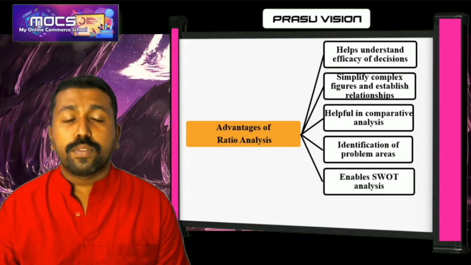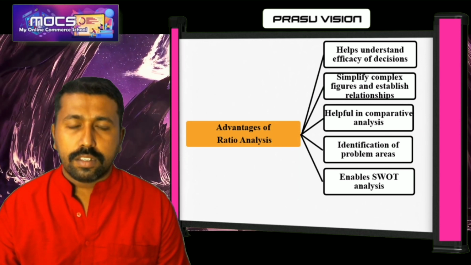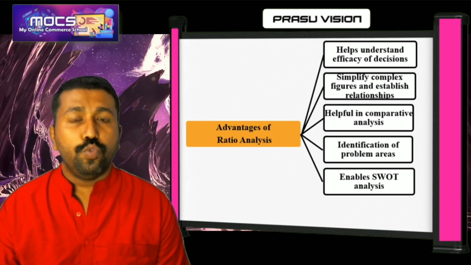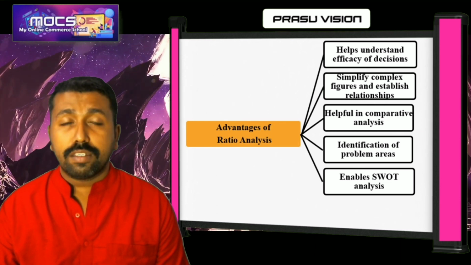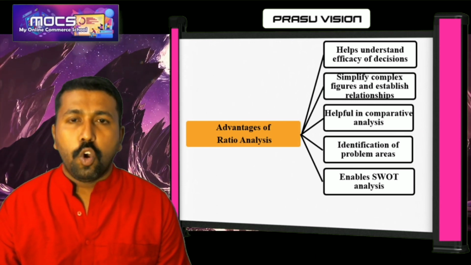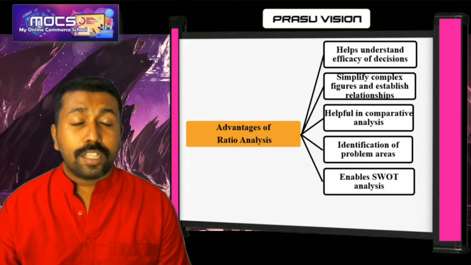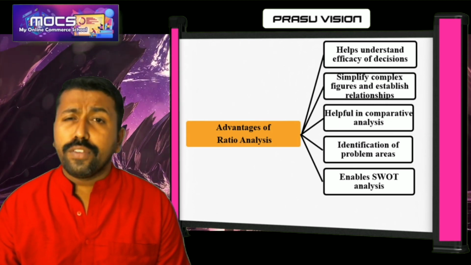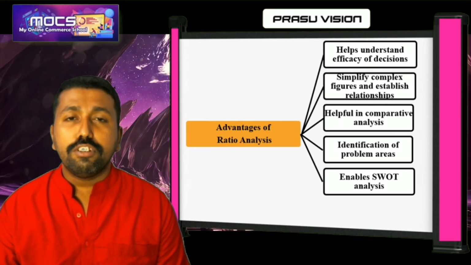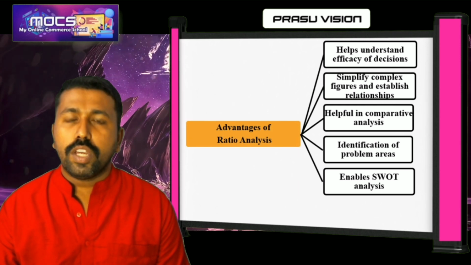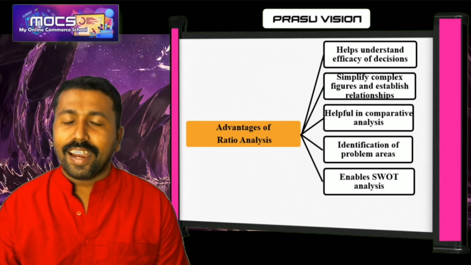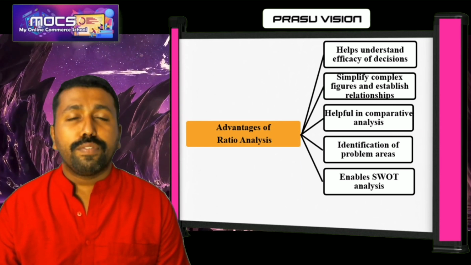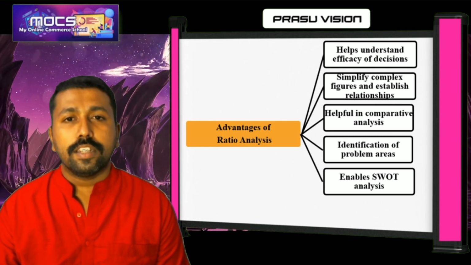And it helps for SWOT analysis. SWOT: strength, weakness, opportunity, threats. What are the strengths of the firm? What are the weak areas of the firm? What are the different opportunities available in the future? What are the threats that we will face in future? All those things can be analyzed through the support of accounting ratios.